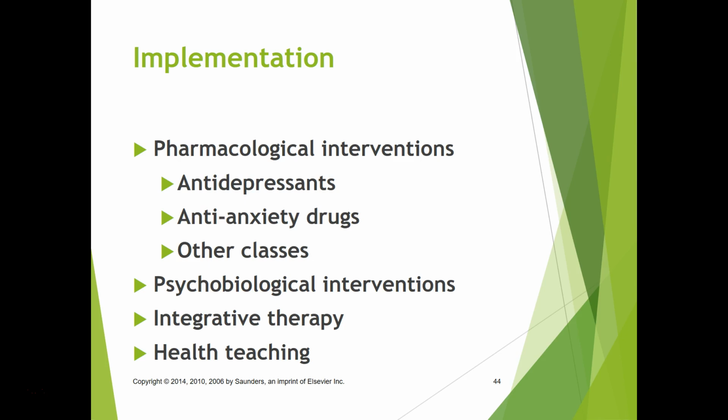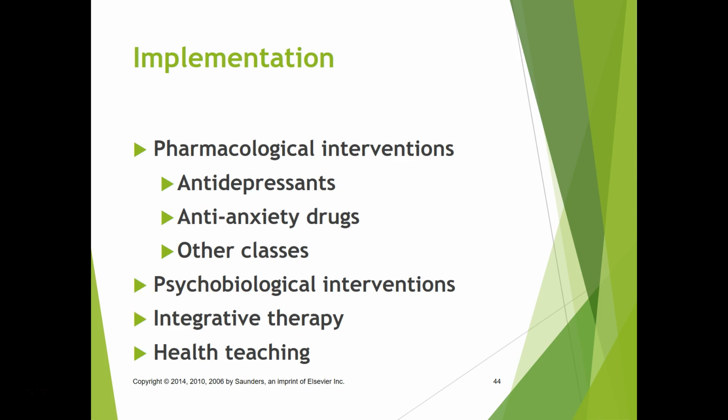Psychobiological interventions, integrative therapy, health teaching. It's super important to think about the whole lifestyle when we're working with people with anxiety. We really need to look at the level of caffeine that people are consuming, if they're using any other substances like alcohol or even nicotine that can increase their anxiety level, if they're getting enough rest, if they're getting enough exercise. So we really do have to think about health teaching and really trying to promote that healthy lifestyle.